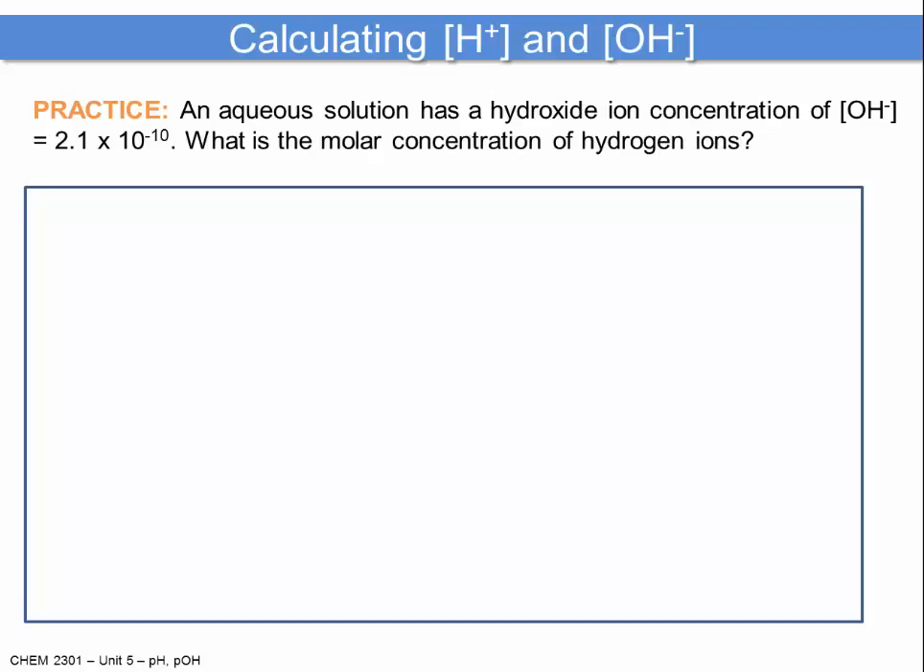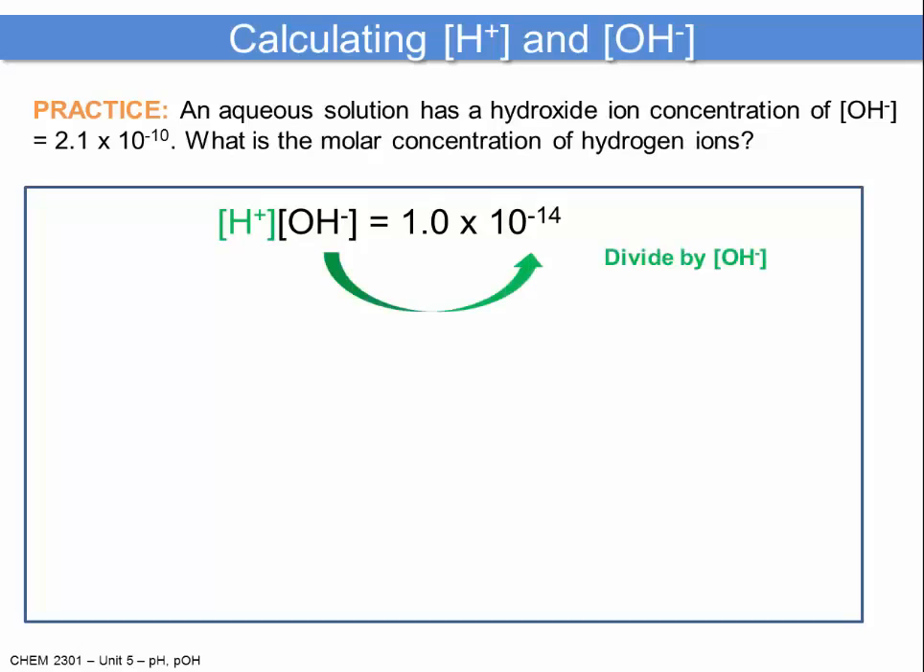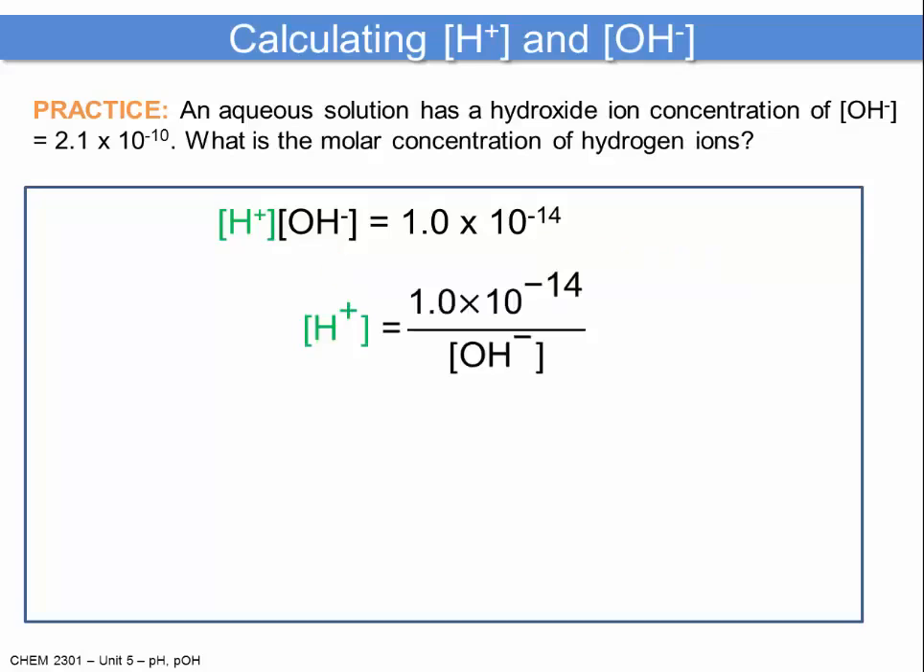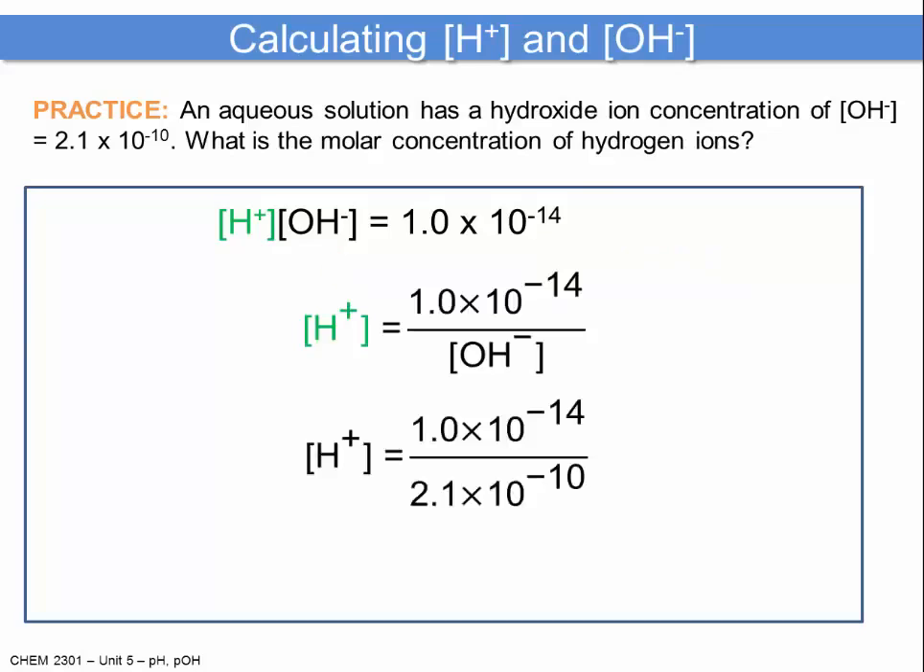Okay, so in the end, the logic is the same as the sample question we went through. We write out the equation. We want to rearrange the equation, in this case, solving for the hydrogen ion concentration. So we divide by the hydroxide ion concentration. There's our rearranged equation, and again, we want to then plug in the 2.1 times 10 to the negative 10, and we get an answer with two significant digits, 4.8 times 10 to the negative 5.